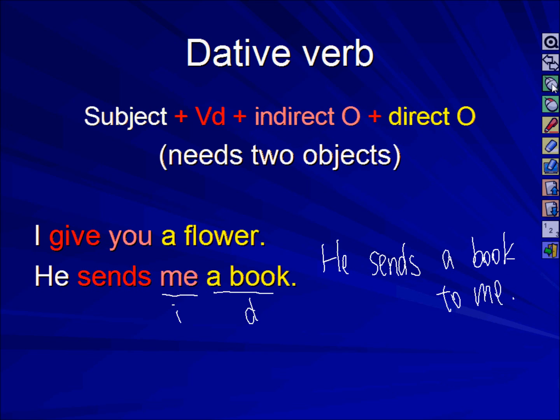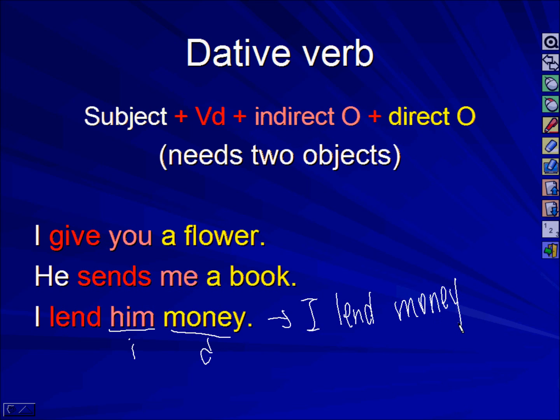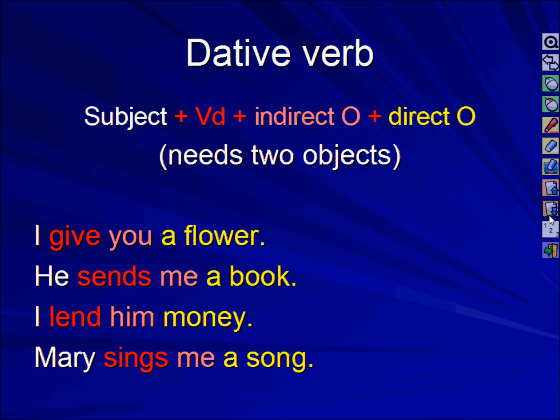Let's look at the next example. I lend him money. Again, indirect, direct. Change the positions. I lend money to him. Next. Mary sings me a song. Again, we can change the positions of these two words by saying Mary sings a song to me. Remember the magic word to.